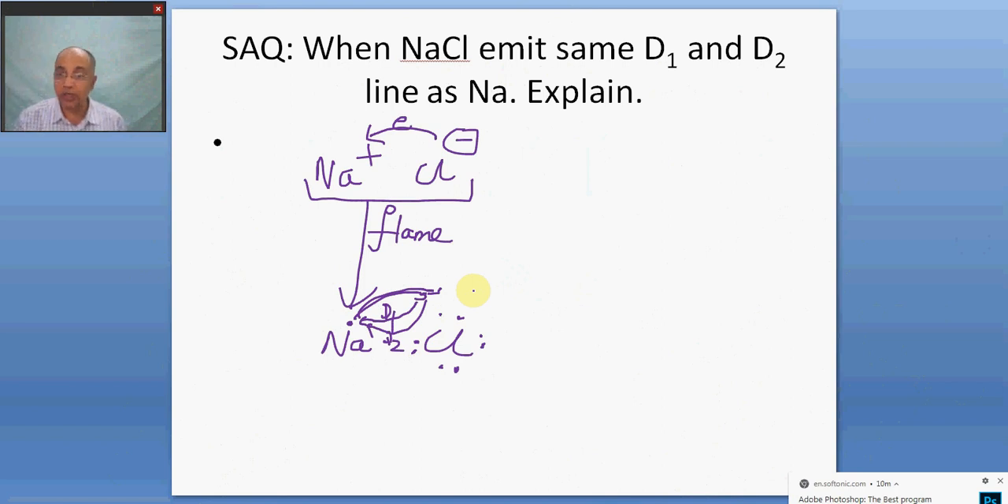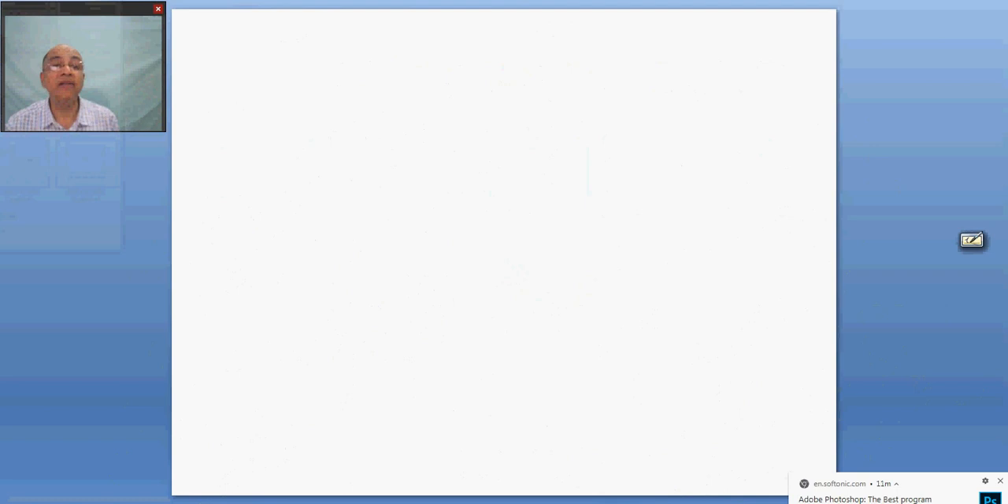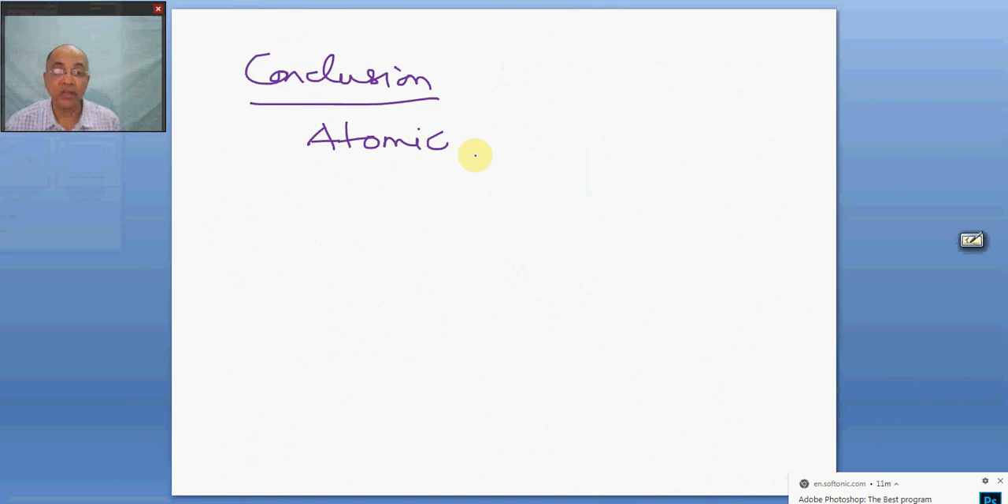So we can make a conclusion before we wind up, say goodbye. What we studied in atomic spectroscopy, we learned what is atomic spectroscopy. Each atom produces its characteristic spectral lines pattern, which is different from each other. For different atoms, different elements, the spectra are different.